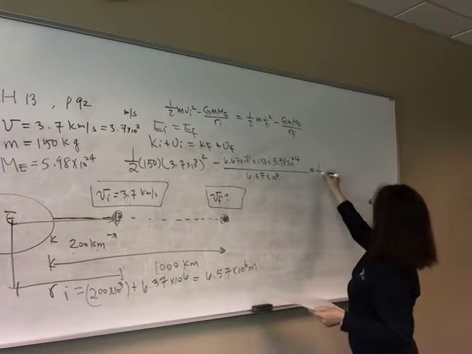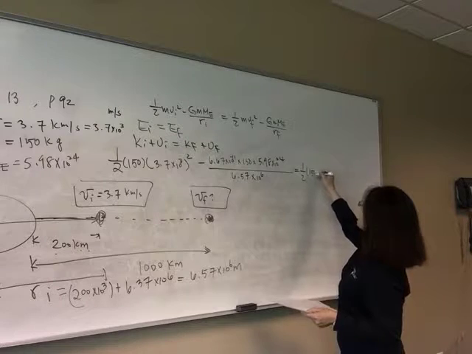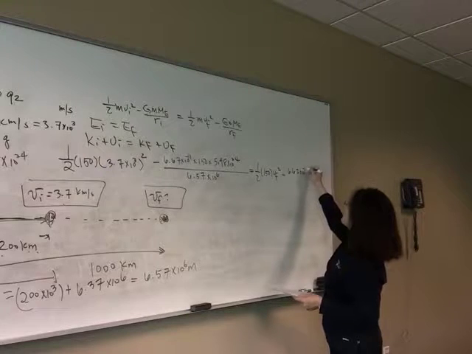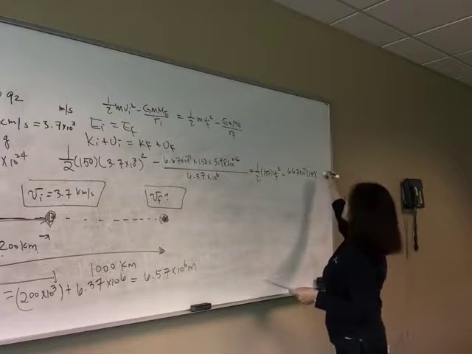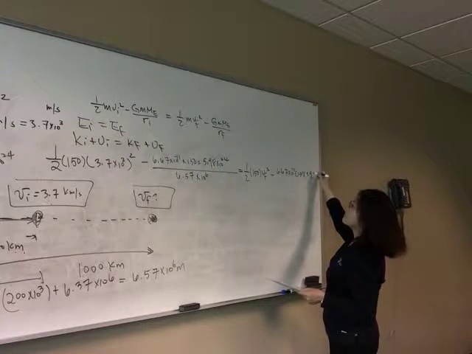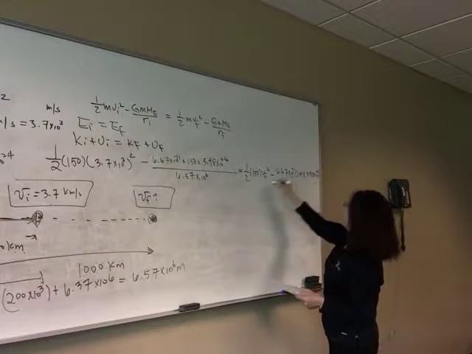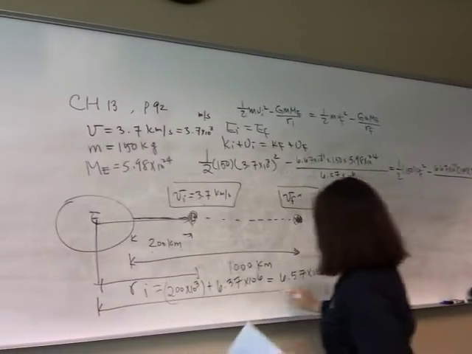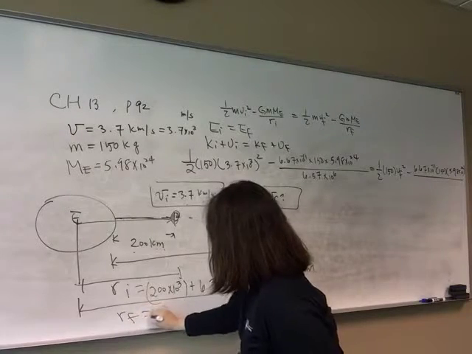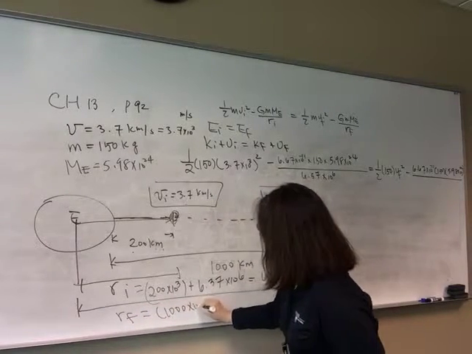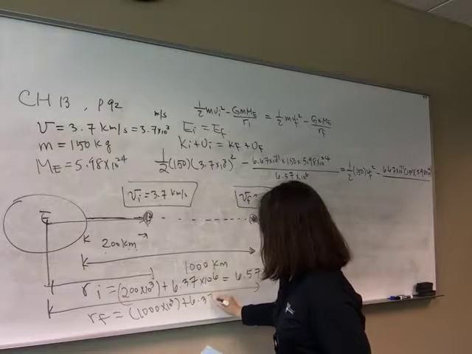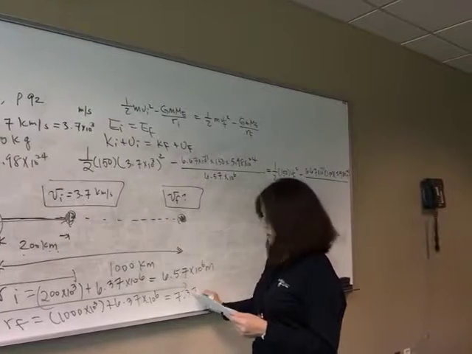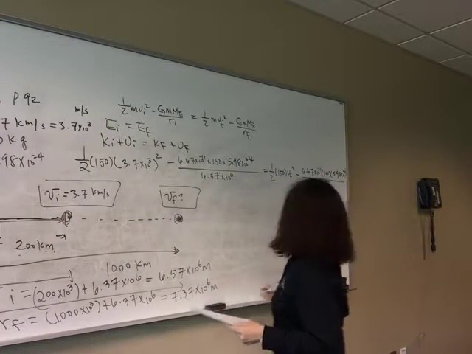And that's equal to 1/2 the mass of the object, and then Vf squared minus G, the mass of the Earth over the distance. What is that distance? So that distance now is this, from the center to here. So your RF is 1,000 times 10 to the third, and then plus the radius of the Earth. So you should get your RF, that's 7.37 times 10 to the 6 meters.